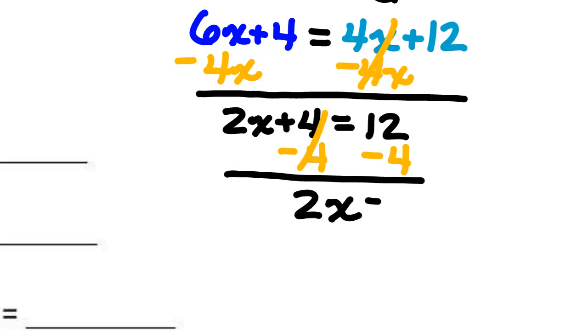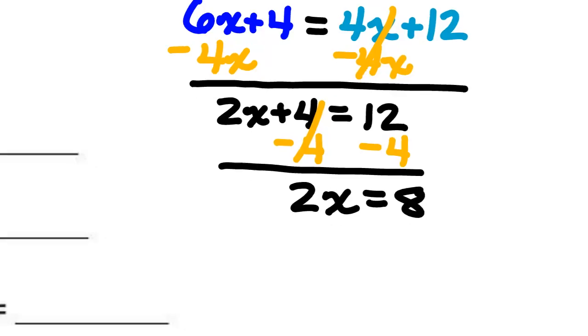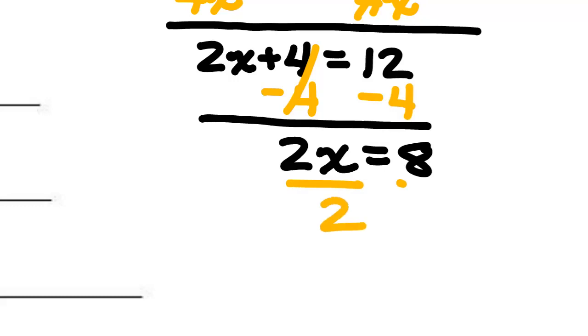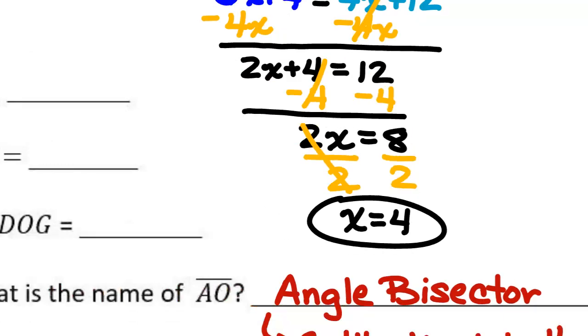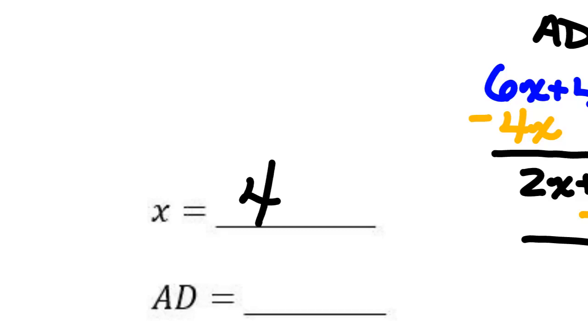Then I'm going to get my constants all to the same side by subtracting 4 from both sides. So I get 2x is equal to, what's 12 minus 4? 8. 2x is equal to 8. If 2x is equal to 8, then how big is x? 4. That's one of the things they asked me for, and I found that piece.